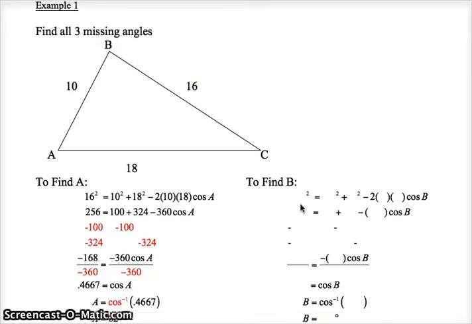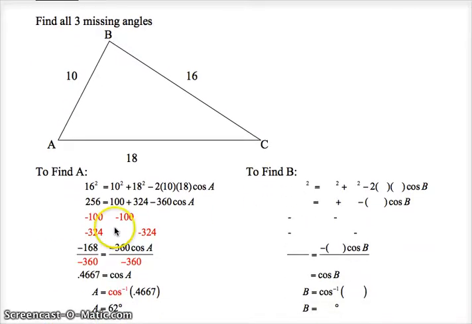So if we look at this question worked out, solving for A, we can see that we set it up with 16 on the left side, and our other two side lengths go in for B and for C. So we can simplify our squares. 16 squared is 256, 10 squared is 100, and 18 squared is 324. The product of 2 times 10 times 18 is 360, so we have minus 360 times the cosine of A.